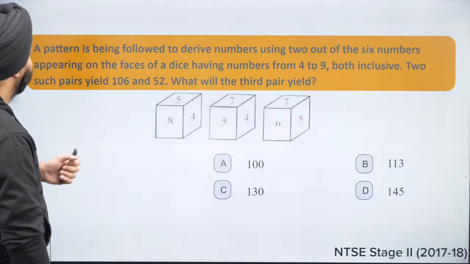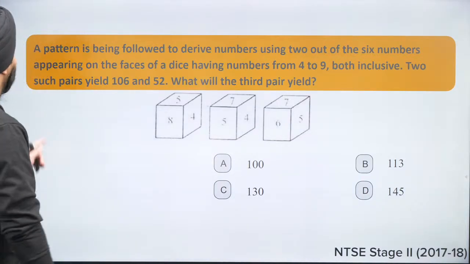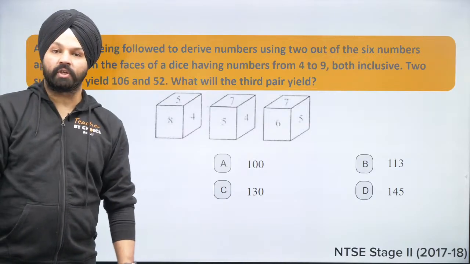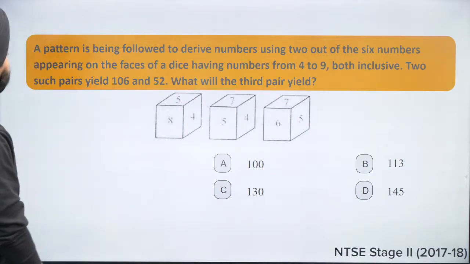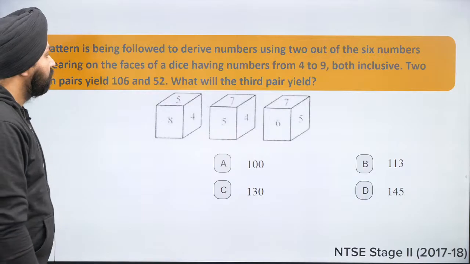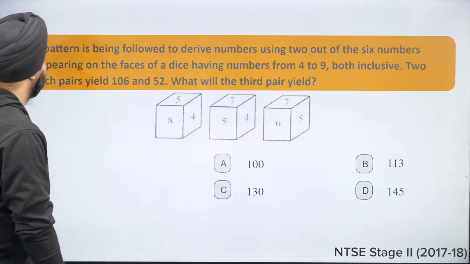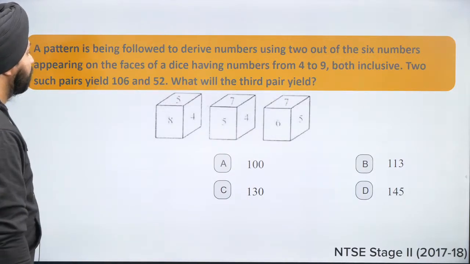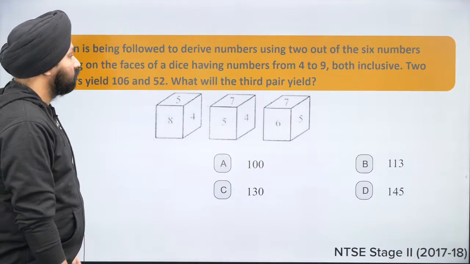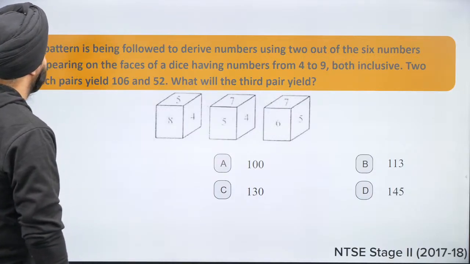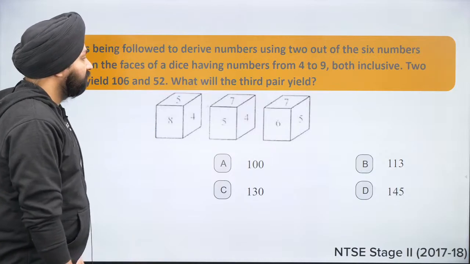Okay. Very nice question. It is again an NTSE stage 2 question, paper में आ रखा है पहले से. Question says: a pattern is being followed to derive numbers using 2 out of the 6 numbers appearing on the faces of a dice having numbers 4 to 9 both inclusive. 2 such pairs yield 106 and 52. What will be the third pair?